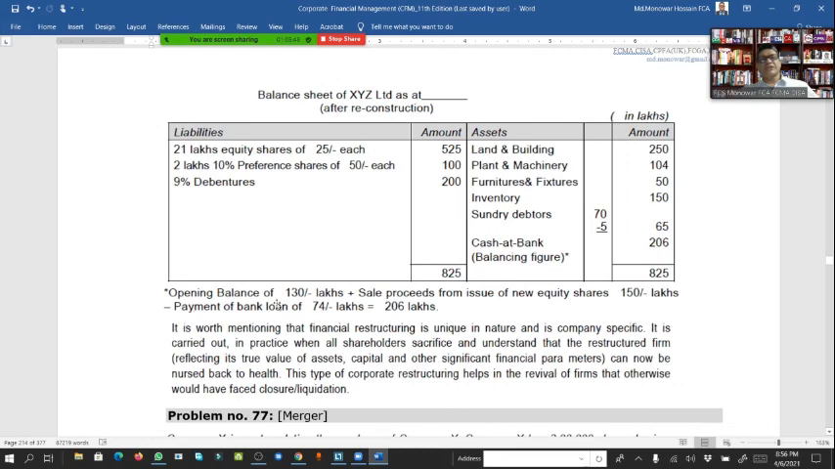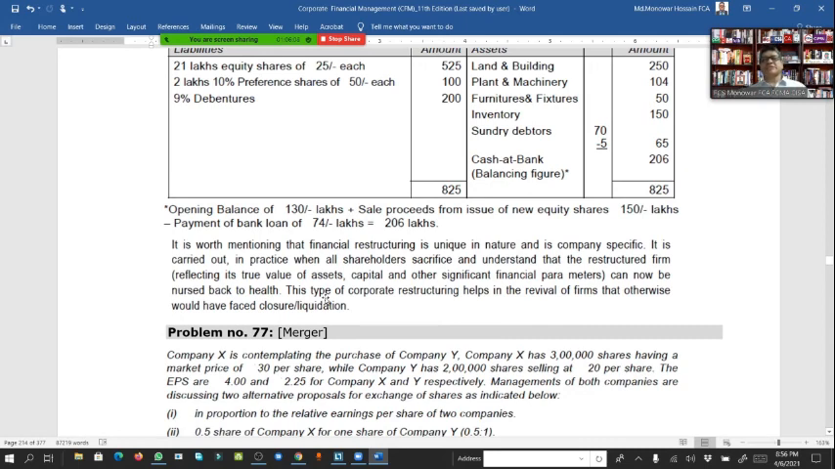So here it is said that opening balance of 130 lakh, sale proceeds 150 lakh, payment of bank loan 74, so 206 lakh. Here 206 lakh is the balancing figure. It is worth mentioning that financial restructuring is unique in nature and company specific, and varies from company to company, from industry to industry, based on their size and their structure. It is carried out in practice when the shareholders are supportive and understand that the restructured firm can now be nursed back to health. These types of corporate restructuring help in the revival, that means survival, of the company.